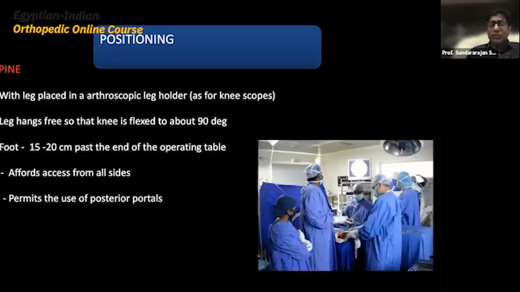How to position for an ankle arthroscopy? When you do an anterior ankle arthroscopy, you do it in a supine position. Make sure that you leave the foot at least 10 to 20 centimeters from the operating table, so that you can do both dorsiflexion and plantar flexion, which allows more visualization and gives you more freedom.